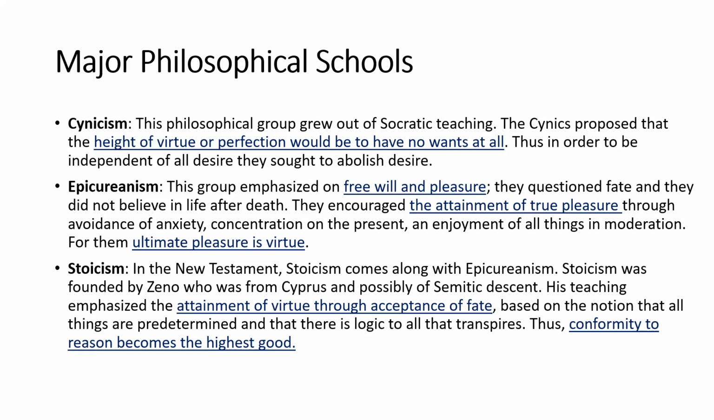Stoicism. In the New Testament, Stoicism comes along with Epicureanism. Later I'm going to ask you to find where Stoics and Epicureans appear in the New Testament. Now itself you can note it down as your work: where Stoics and Epicureans appear in the New Testament. Stoicism comes along with Epicureanism. Stoicism was founded by Zeno, who was from Cyprus and possibly of Semitic descent.